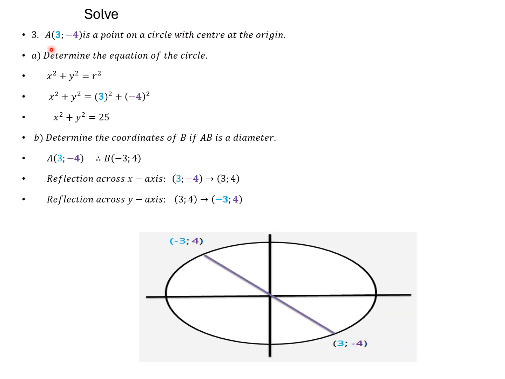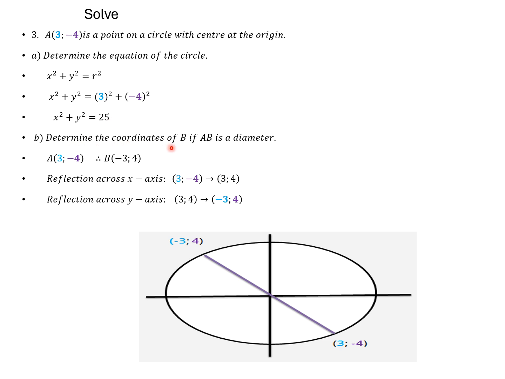Alright, now number 3. A (3; -4) is a point on a circle with center at the origin. Determine the equation of the circle. So center at the origin, so I'm working with x squared plus y squared equals r squared. Right, to get the value of r, x becomes 3 squared and y becomes minus 4 squared. So 9 plus 16 then gives me 25. So x squared plus y squared equals 25.